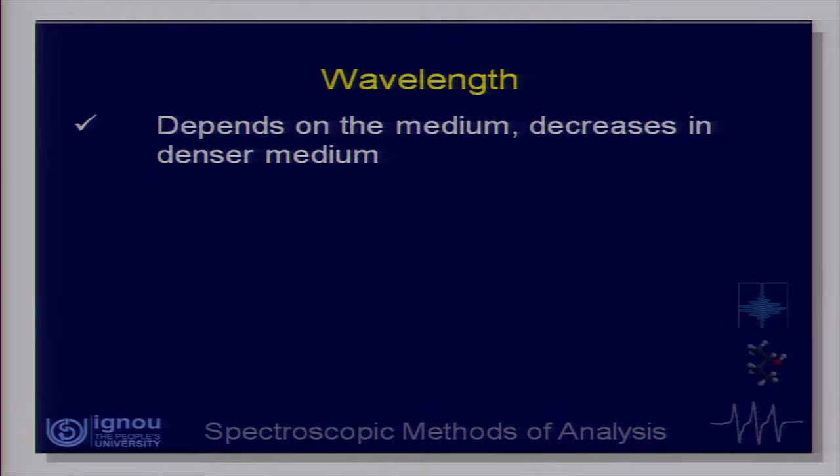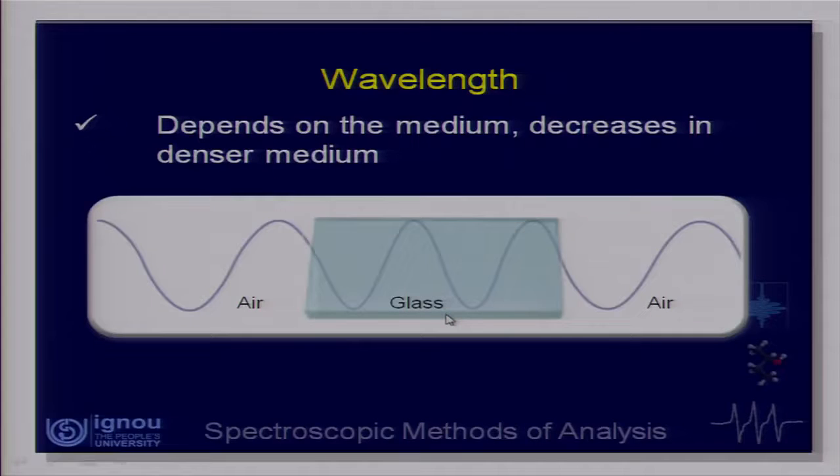Okay. Let us go further. We mentioned initially that light does not need any medium to travel. It can pass through vacuum, and the velocity in vacuum is maximum. But when EM radiation passes through a medium, there is a decrease in the velocity. Let us see what happens here. Look at this picture. We have a radiation which is in air right now.